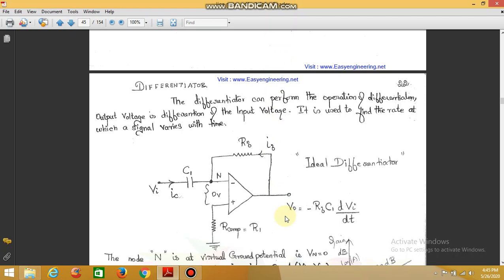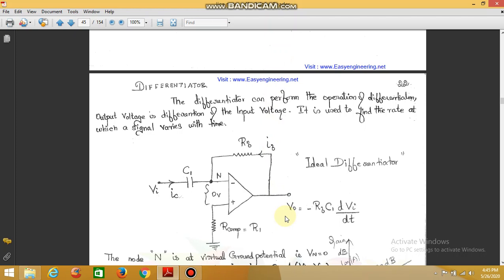We all know that the most important functions of mathematics are differentiation, integration, multiplication, etc. Among them we are going to discuss differentiation. So what is meant by differentiation? Differentiation is nothing but finding the derivative of a particular value.